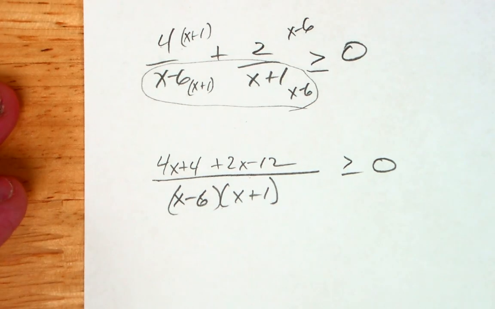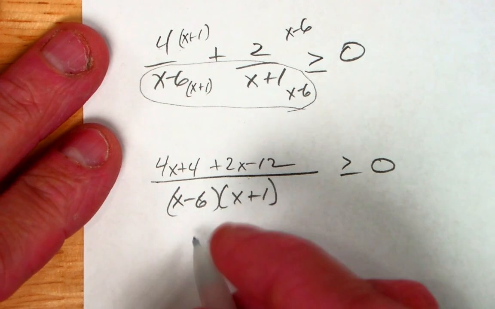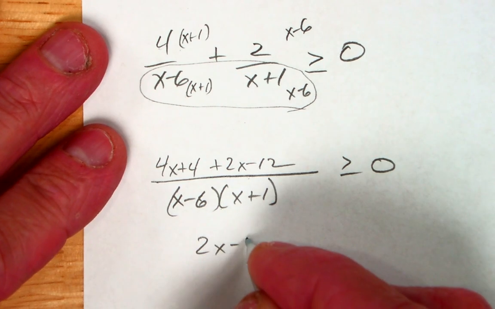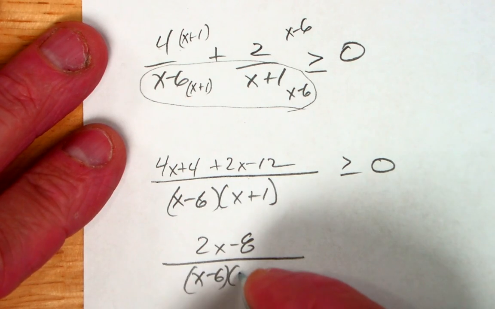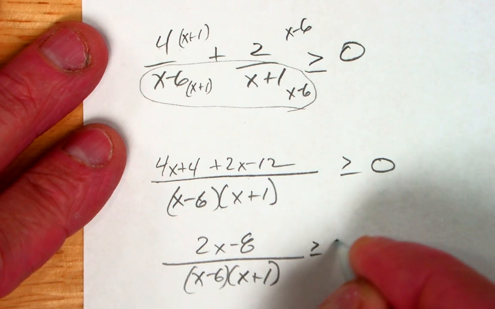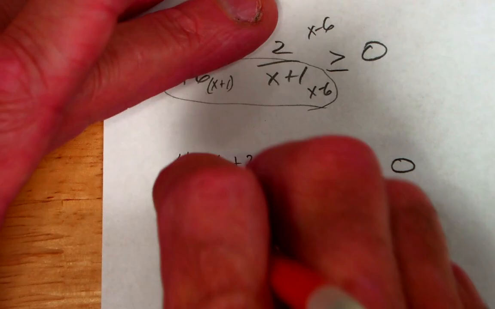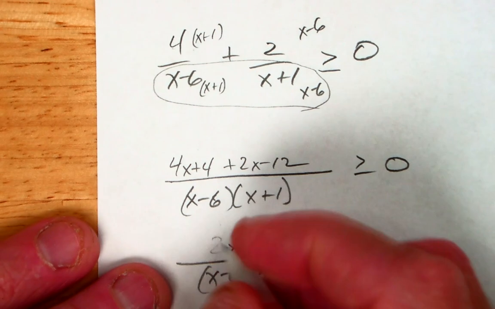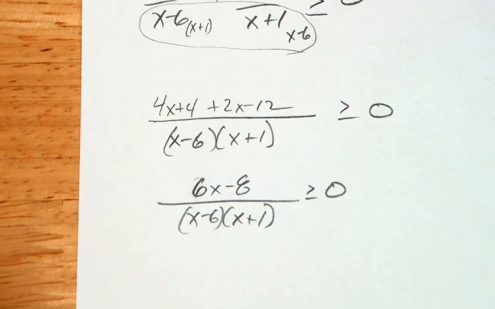Throw something at me. Just so it's not the stapler. That would hurt. A lot. Especially when it's open and it goes... 2x minus 8 all over x minus 6, x plus 1. It would be 6x, wouldn't it? Good job. Good job. I like to do that every once in a while, make sure people are paying attention.